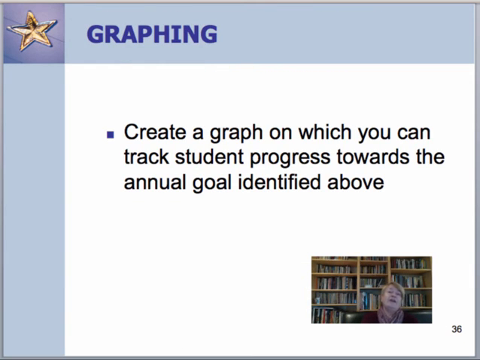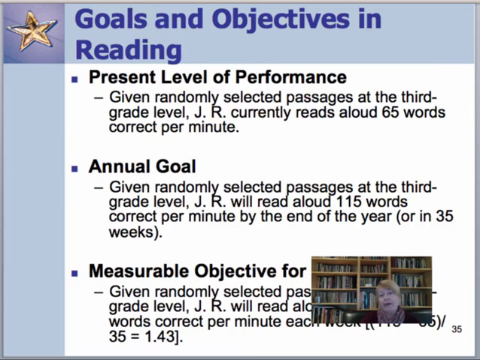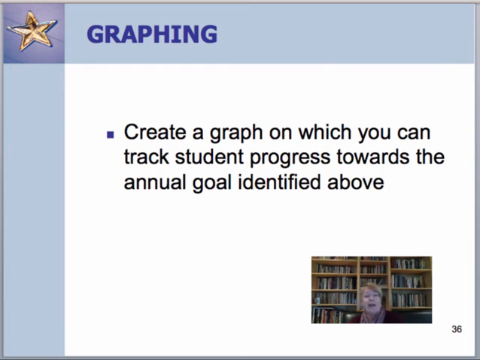So now here's a challenge, and take on this challenge if you would like to receive a bonus point for this week. Create a graph on which you can track student progress towards that annual goal that we identified. So create a graph that would measure student JR's progress over a 35-week period towards this annual goal. Given randomly selected passages at the third grade level, JR will read aloud 115 words correct per minute by the end of the year, or in 35 weeks. That's our annual goal. So, challenge, create a graph to track progress towards that annual goal that we identified.